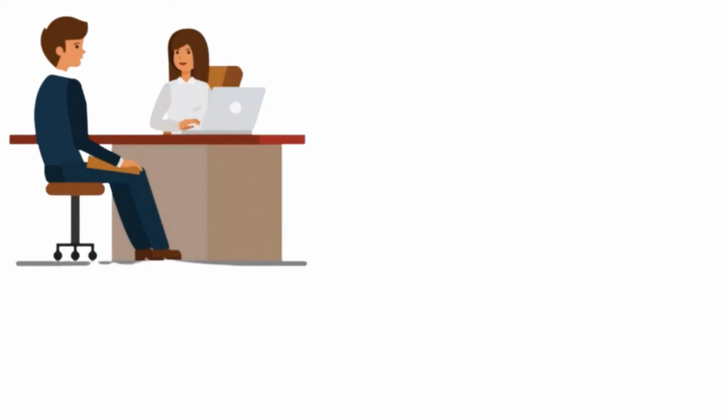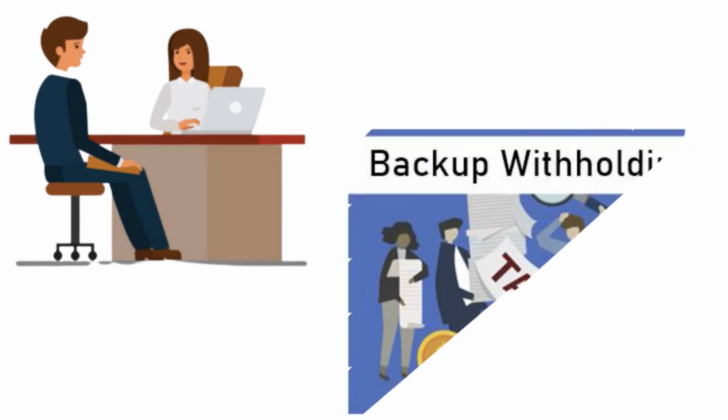And if the contractor has not provided a W-9 or has omitted specific information, the IRS says that you can legally withhold 28% of the contractor's pay and send this directly to the IRS. And in fiscal jargon, this is referred to as backup withholding.